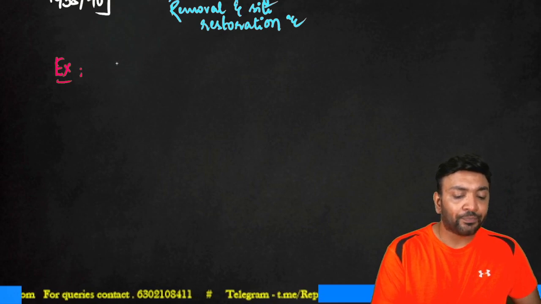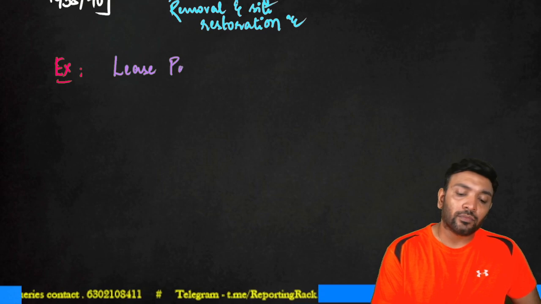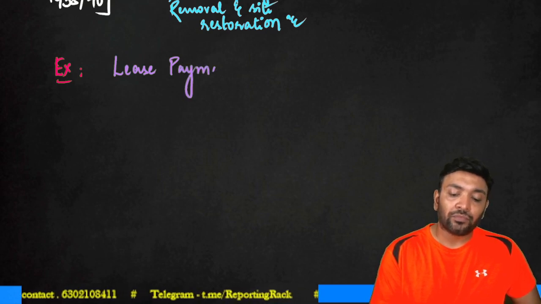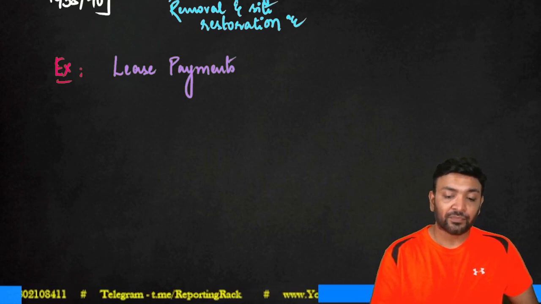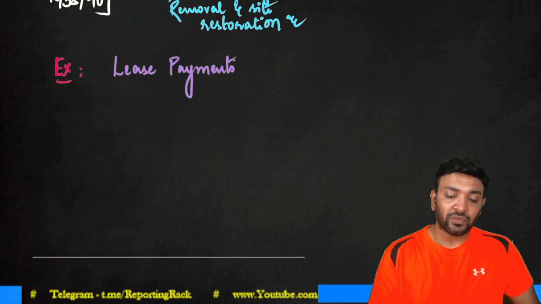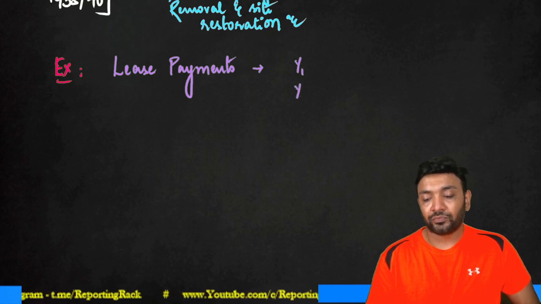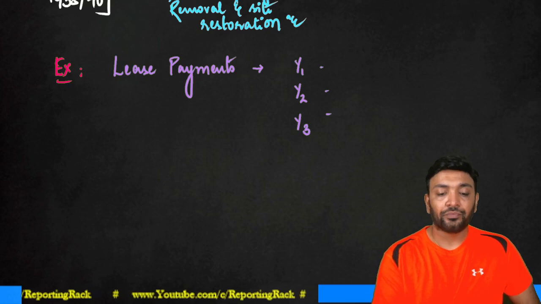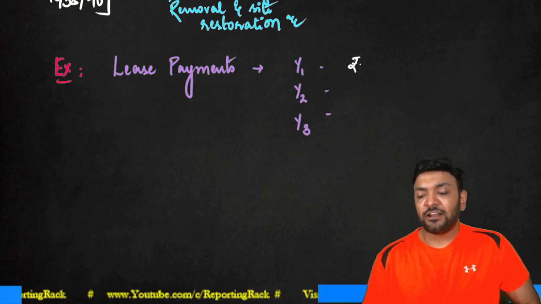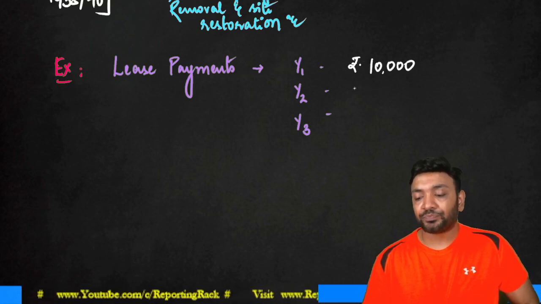Let's say lease payments are structured like this. My fixed lease payments are, I'm just taking some random numbers.